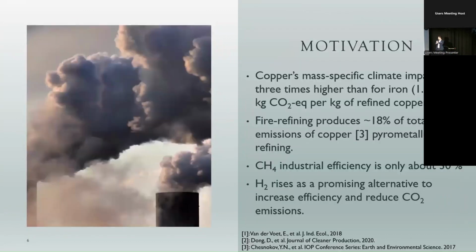Okay, so our motivation here to change this methane to hydrogen is that the climate impact of copper is 3 times higher than iron per kilogram refined. And this process is around 18% of those emissions. And the efficiency is quite low, only about 30%. So we want to change both things. We want to remove the emissions of the process, and we want to increase the efficiency. And we think that hydrogen could be a way.